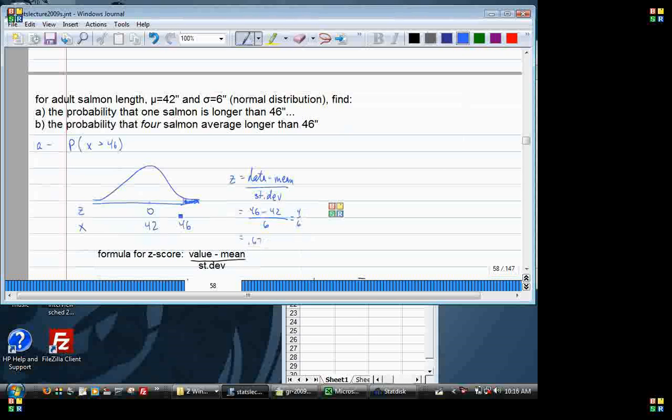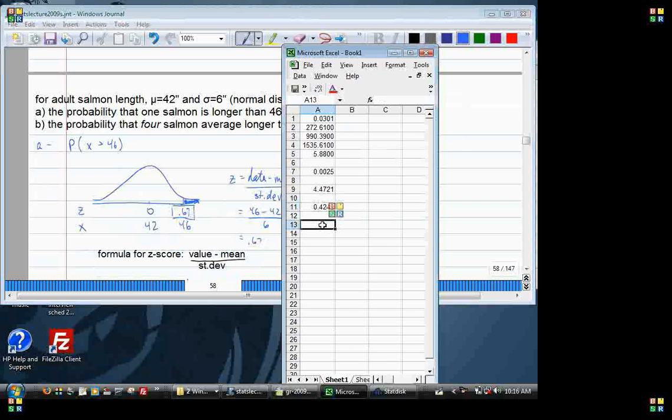So now we have filled in the z-score. Now that we know the z-score, what can we do? Find the area. How do you want to do that? Excel. So what do we type into Excel? NORM.S.DIST of 0.67. And that gives you 0.7486. So what is 0.7486 and what do I label with that?